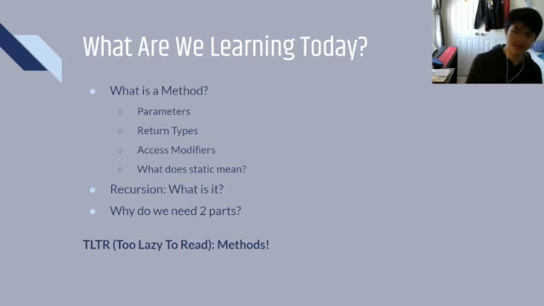So what are we learning today? Well, we're going to be learning what a method is, as well as its properties, such as parameters, return types, access modifiers, and this one keyword that we always see, static, and we don't know what it means yet, so we're going to be explaining that in this video. Next, we're going to be going over the technique of recursion, and what it is exactly. And then I will answer the question of why we need 2 parts.